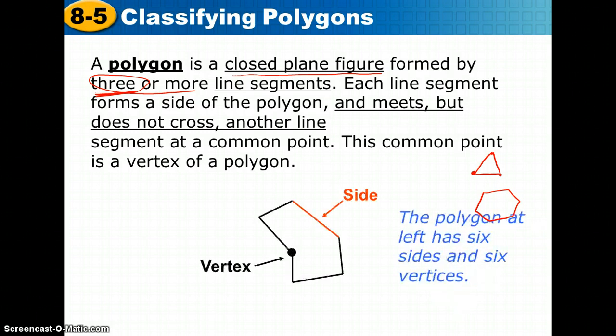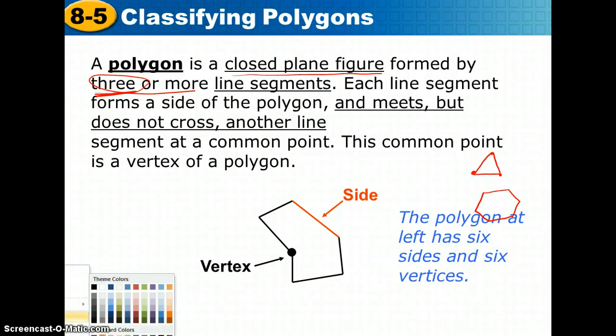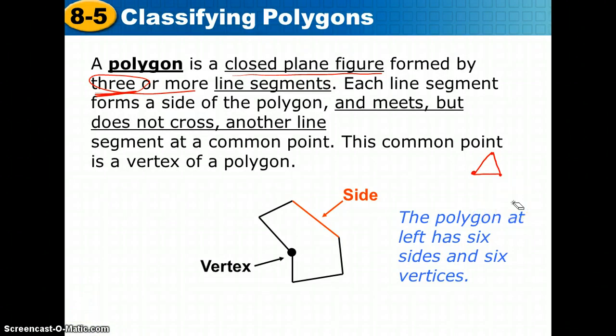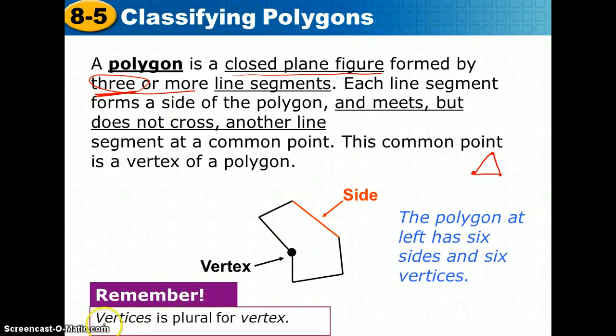So, we have a polygon here. We have identified its sides. Let me get rid of this guy in the way here. It has 6 sides, 1, 2, 3, 4, 5, 6. We would call that a hexagon. Now, it doesn't look like a regular hexagon, but it is a hexagon. We have sides and we have our vertex. Vertices is the plural for vertex. So if you have more than one vertex, then we call them vertices.